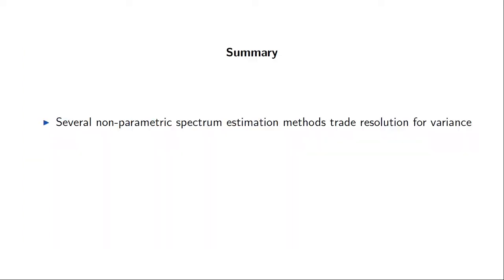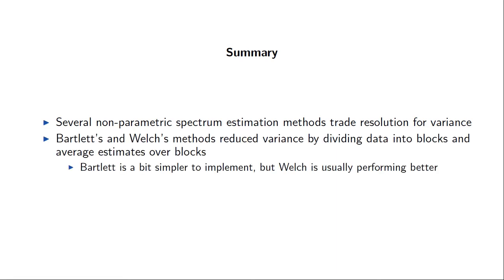So to summarize, in this last video we saw several non-parametric spectrum estimation methods that traded resolution for an improved variance of the estimator. So in Bartlett and Welch method, this was accomplished by taking the full set of data and dividing it into blocks, which are then averaged. And for each such block you would implement a periodogram or a modified periodogram, depending on if you use Bartlett or Welch method. So Bartlett is a little bit simpler to implement and think of conceptually, but Welch is typically the one to choose because the performance is better for the same amount of data.